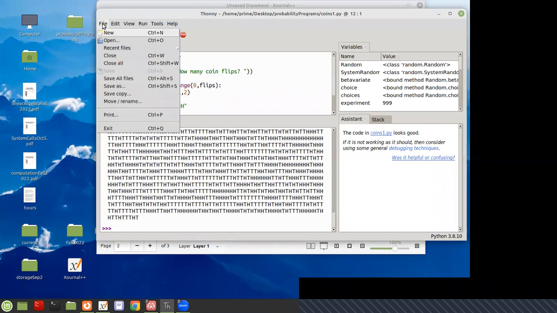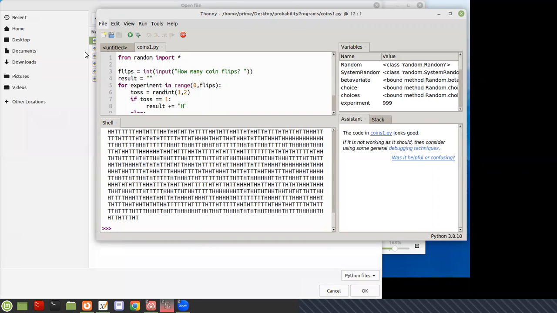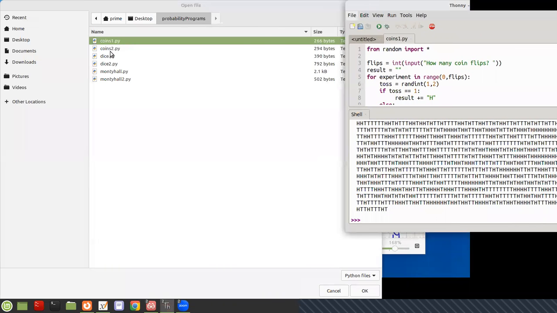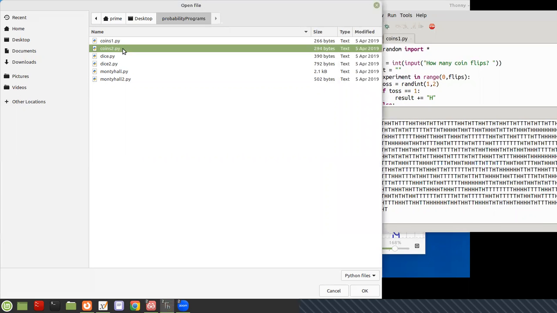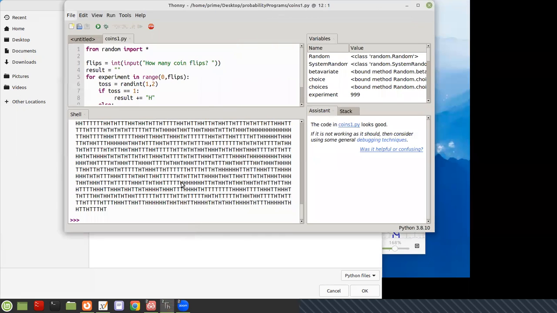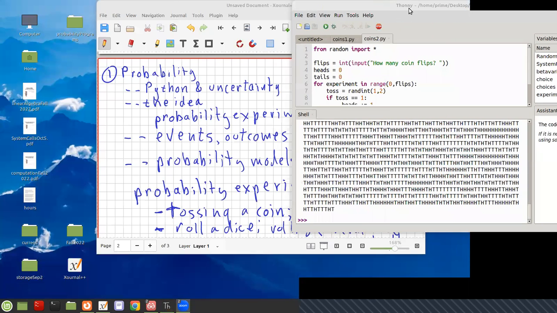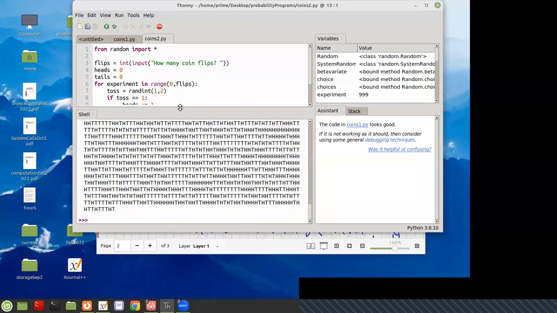And then in this packet, there are 2 coins ones, 2 dice ones, and a puzzle we'll get to at the end of chapter 8, which is the Monty Hall puzzle. So let's look at the second one, because I want to open that. Okay. So now we have the second experiment.